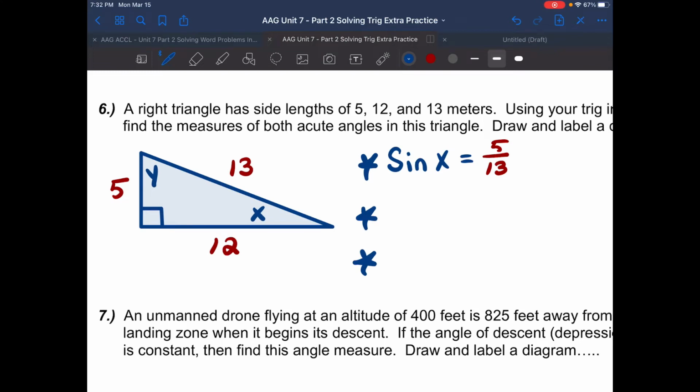We have the first one done for us. We wrote our sine equation and have our fraction there. We now need to tell the calculator to work backwards. Guys, how will we undo sine? We're going to use the inverse sine. So what we show is this.